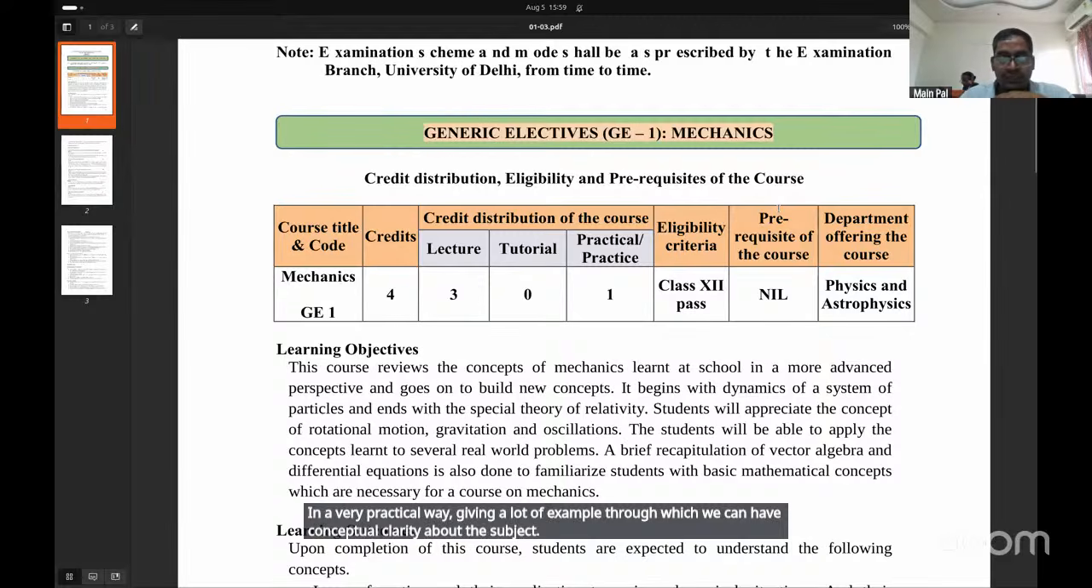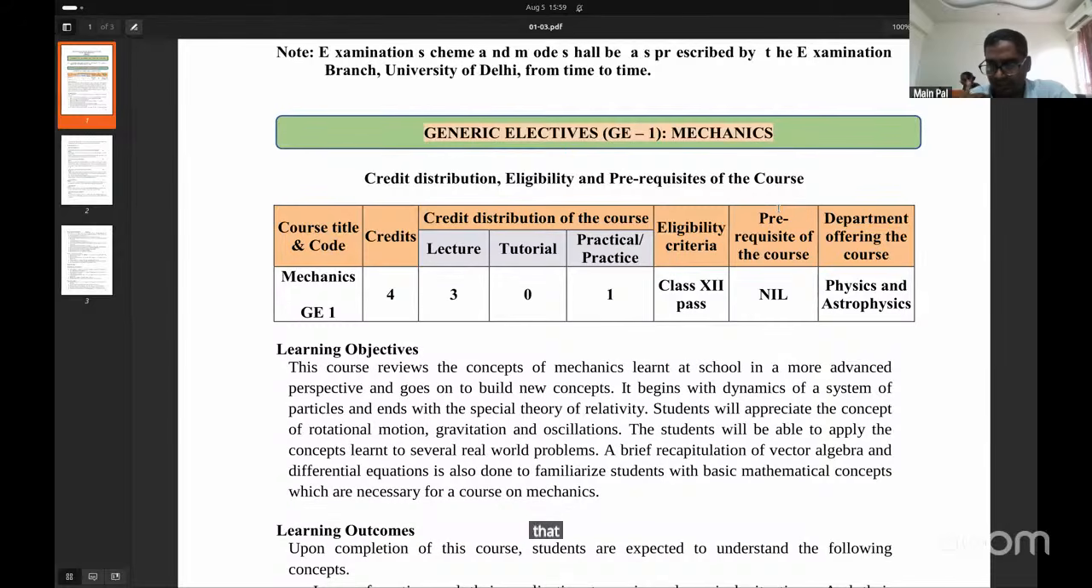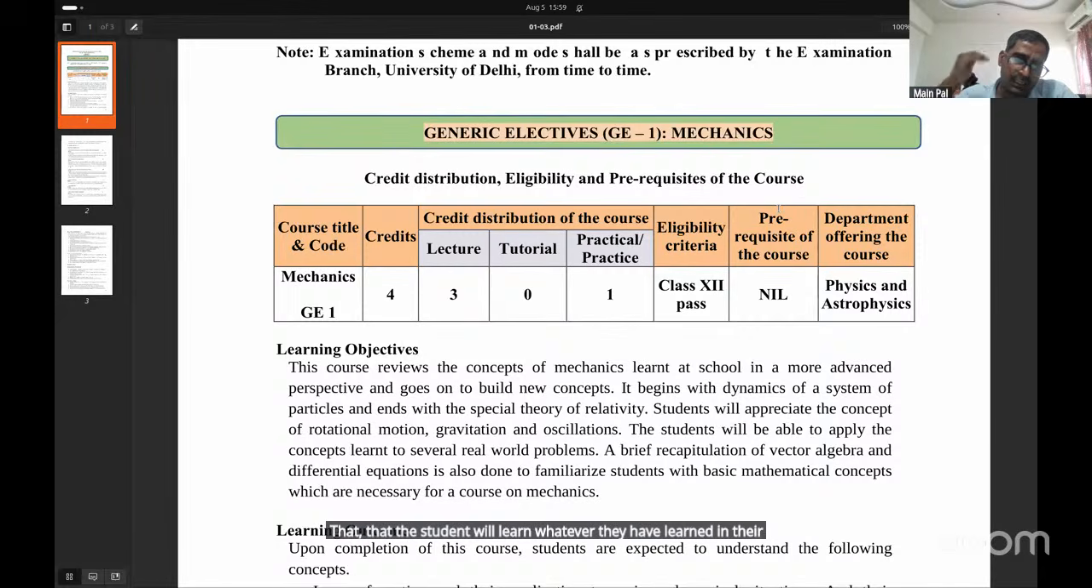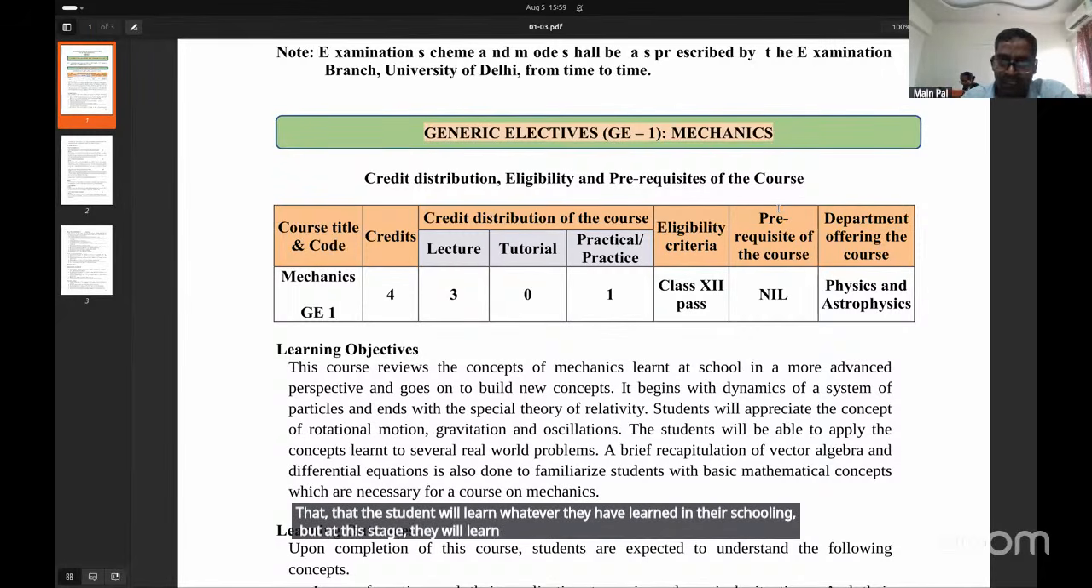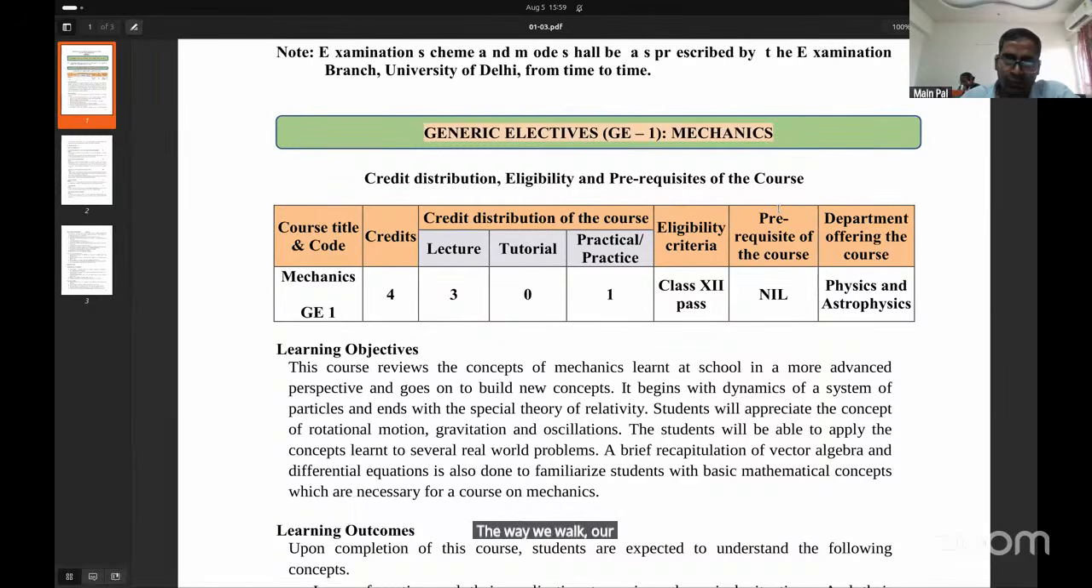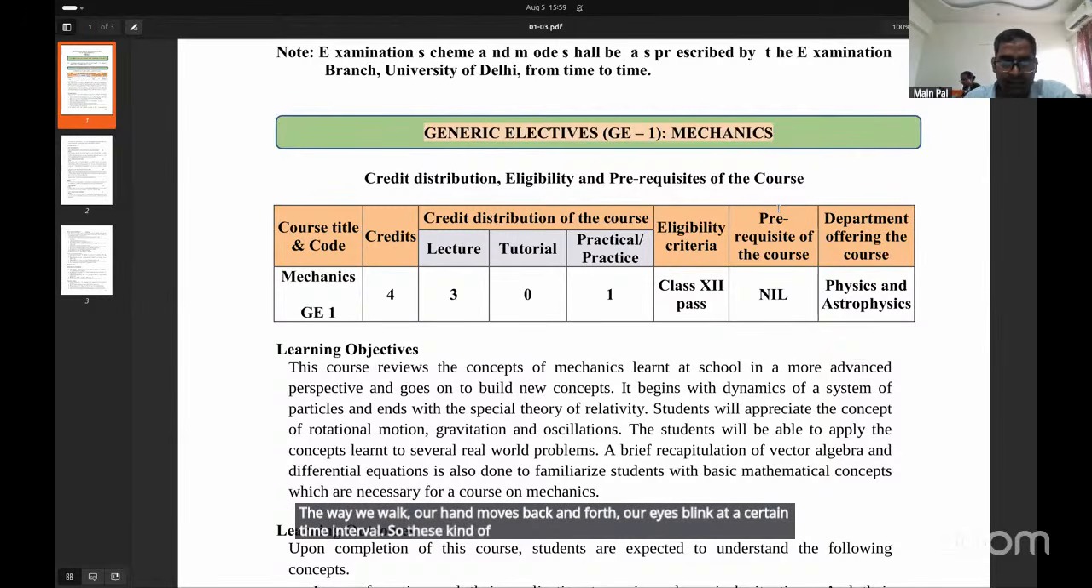So the learning objective of this course is that the student will learn whatever they have learned in their schooling, but at this stage they will learn it in more advanced concepts. It includes simple motion, rotational motion, gravitational motion, and oscillations, like the way we walk, our hand moves back and forth, our eyes blink at a certain time interval.